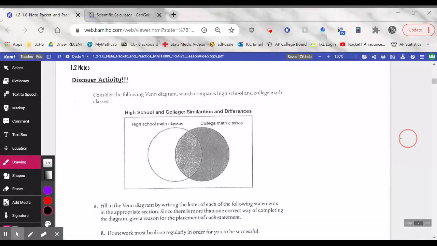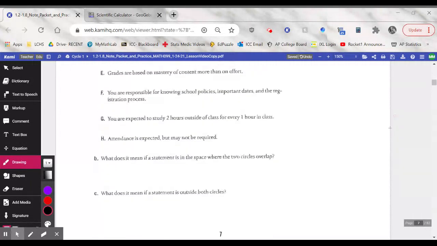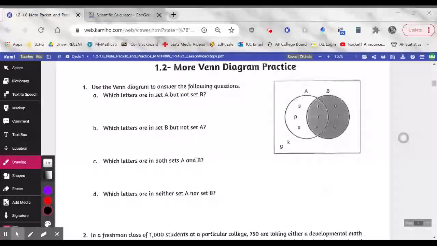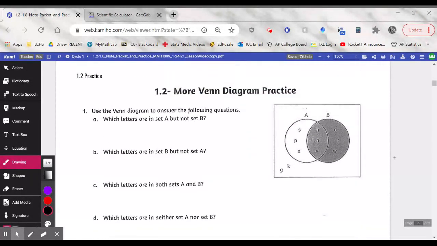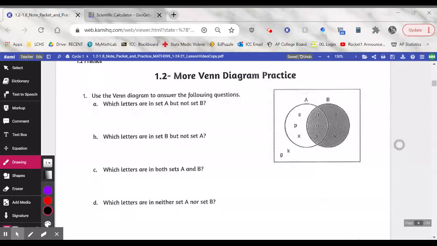I am going to have us skip this problem, this discover activity, and jump to page 8. And page 8 has just a little bit more Venn diagram practice.